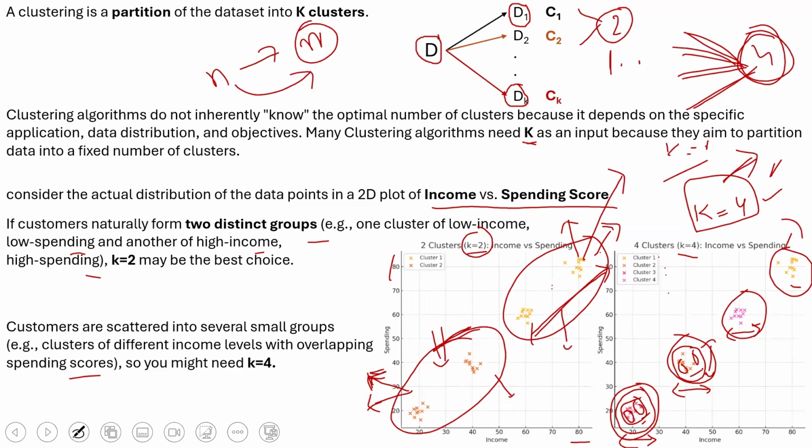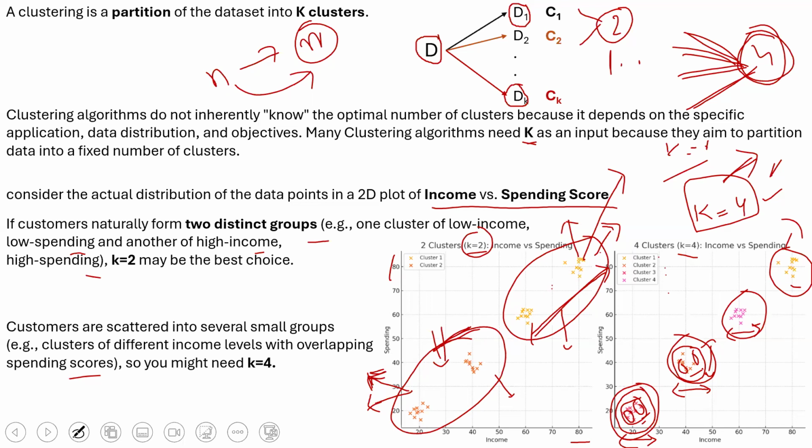K is always the number of clusters that the user wants, that the user looks for. It is always a user specified parameter. So clustering algorithms will not be able to come up with an optimal number of clusters for a given data set.